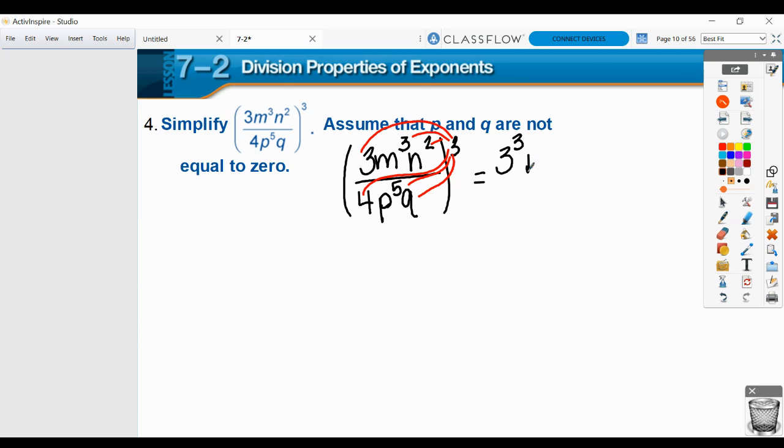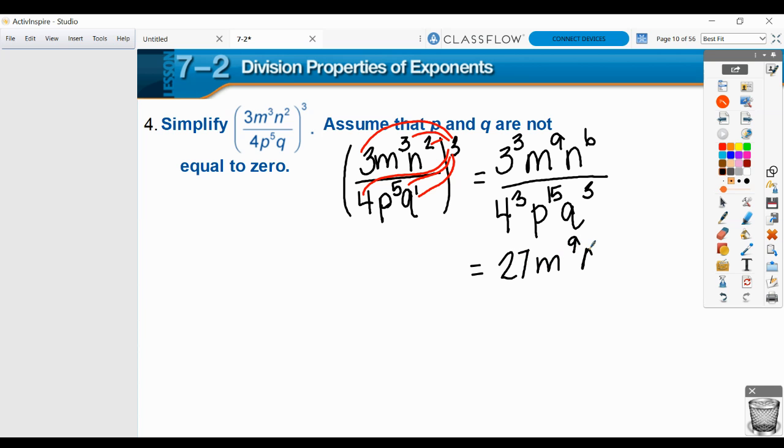3 times 3 is 9. 2 times 3 is 6. 4 to the third. 3 times 5 is 15. And 1 times 3 is 3. So now the only thing you need to do is actually figure these out. And you can probably skip that step and go right to that.